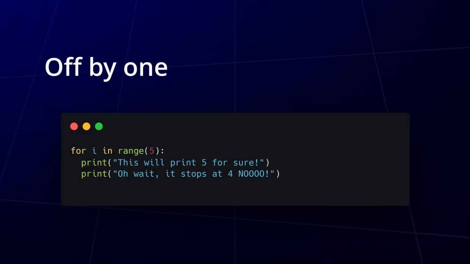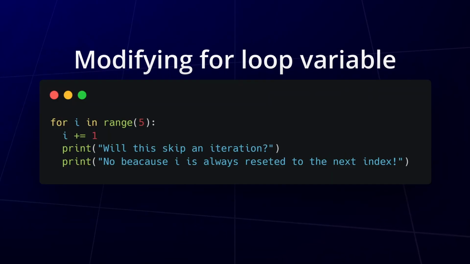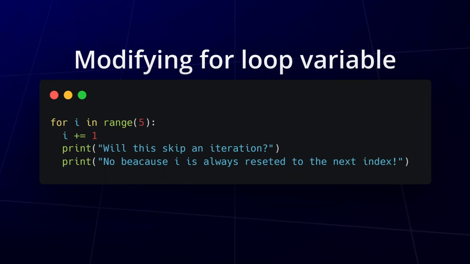Another mistake is modifying the loop variable inside a for loop. This can lead to unexpected behavior, so it's generally best avoided. If you need to adjust variables inside the loop, a while loop might be more appropriate. In a for loop, modifying the loop variable doesn't affect the loop's progression. The loop will continue with the next value from the range sequence, regardless of any changes made to the loop variable inside the loop body. This means that the loop will not skip iterations based on modifications to the loop variable. It will still proceed through the sequence defined by range 5.